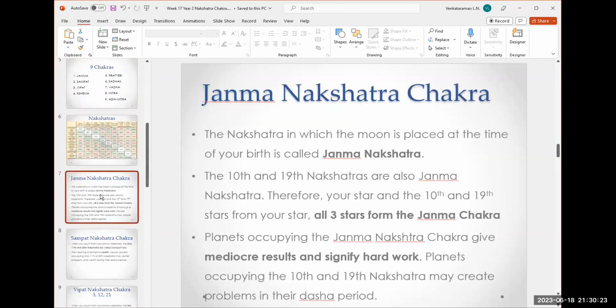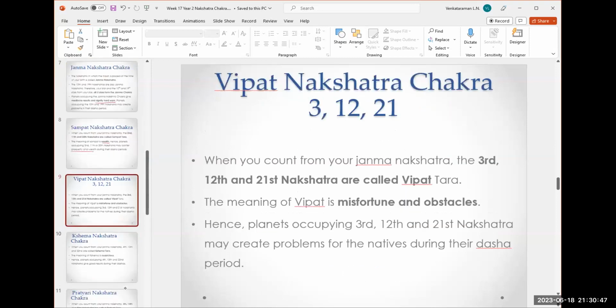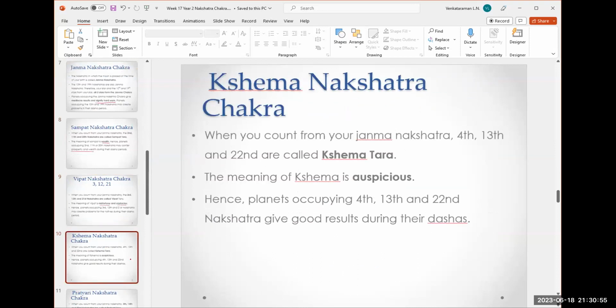So Janma Nakshatra, I'll just say that. Here it will signify hard work. That means it's more about working, not the result. So it will enable you to do better work. Sampat is, we saw that just now, wealth, prosperity. Vipat is some hindrance, obstacle that can happen, misfortune. Kshema, by the word itself, we know it's auspicious. Something good might come in this, or it's about results.